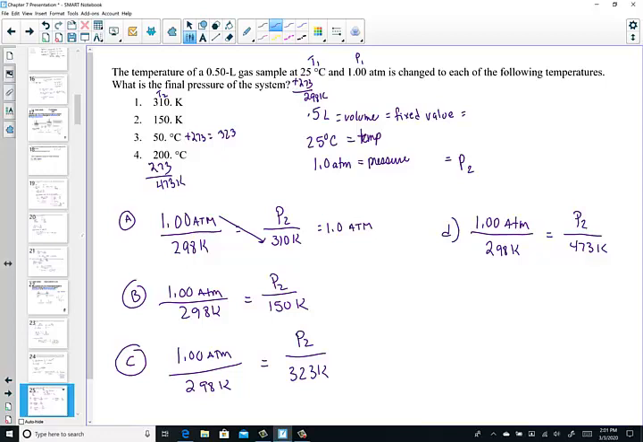So again, cross multiply the two numbers without the variable. 1 times 150 divide by 298. And we need 2 sig figs, so I'm going to write this as 0.50 ATMs. Are those matching? 1 times 323 divide by 298. 2 sig figs, so 1.1 ATMs. And the last one, 1 times 473 over 298. And that comes out to 1.6 ATMs, all cross multiplying, remembering always, always to have the Kelvin units.